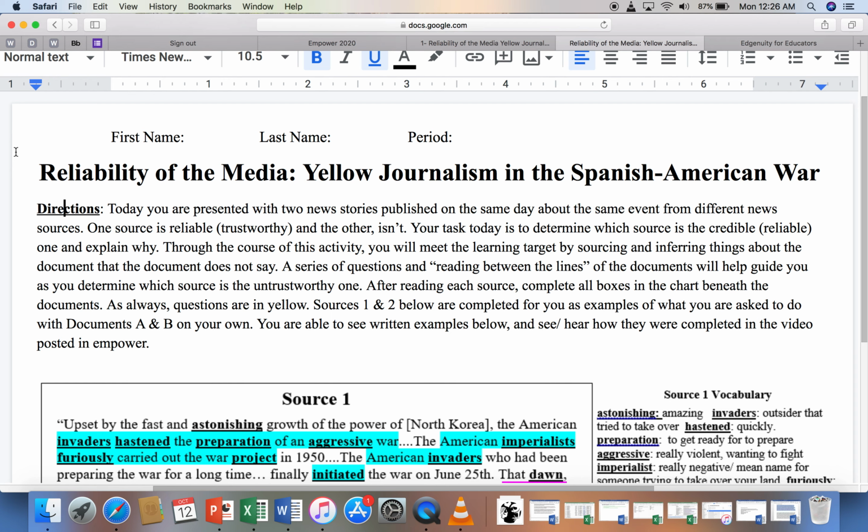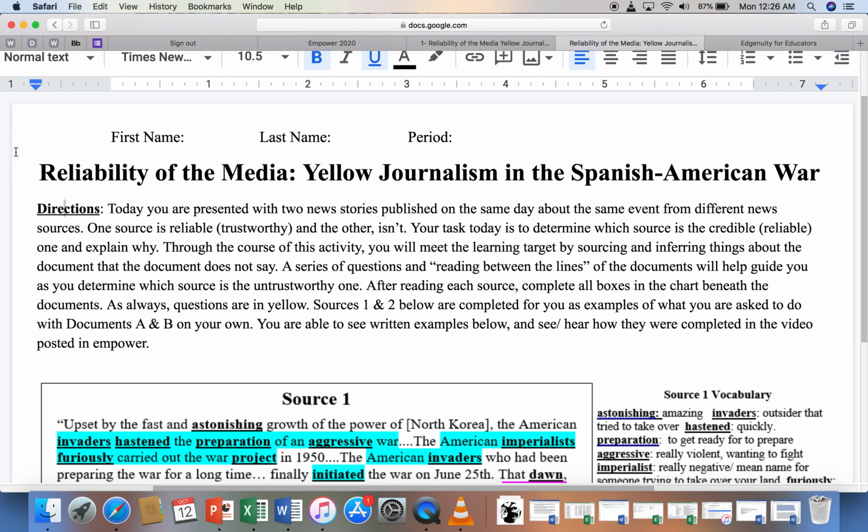After reading each source, complete all boxes in the chart beneath the documents. As always, questions are in yellow. Sources 1 and 2 below are completed. We're going to complete them here now, for you as an example of what you are asked to do with documents A and B on your own. You are able to see written examples below and see here how they were completed in this video that you're seeing here, posted in Empower.